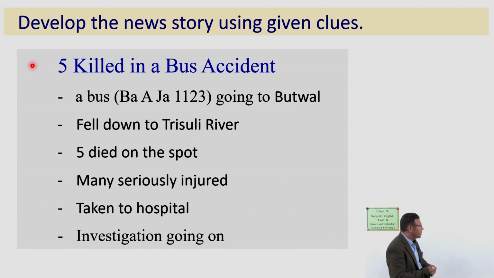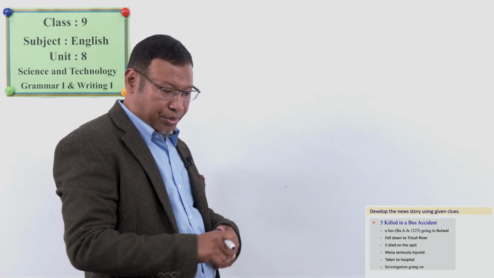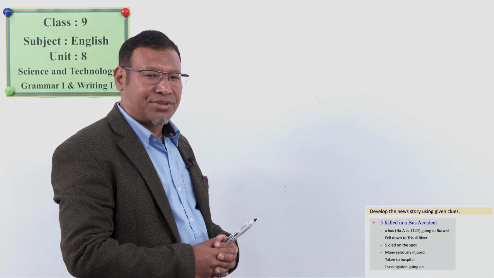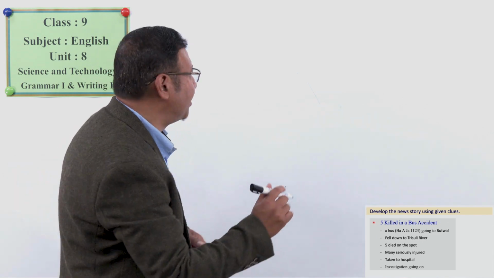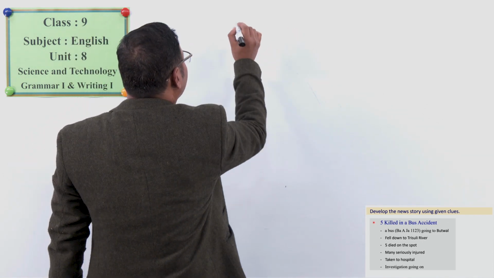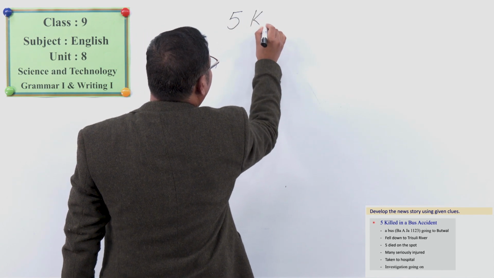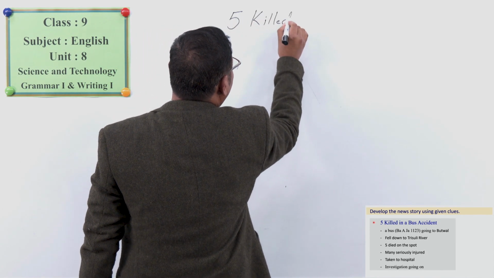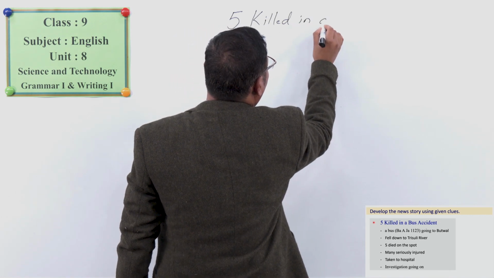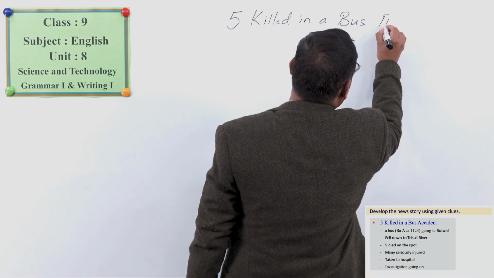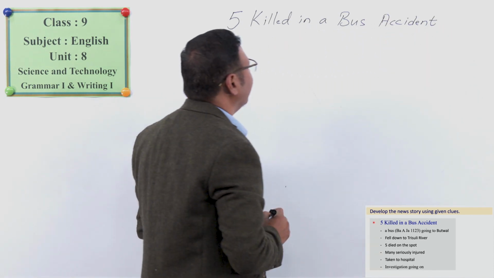As we learned, well, the given clue is there. Then let's develop the story. All right. Let's go ahead. So what is the headline? The headline is given there already. So, five killed in a bus accident. This is our headline.